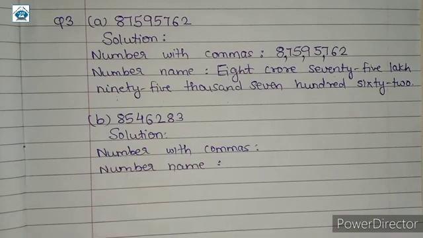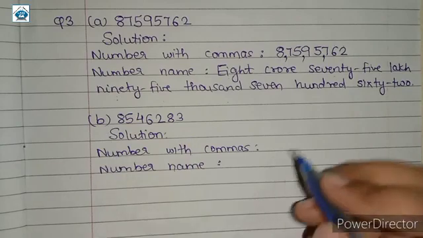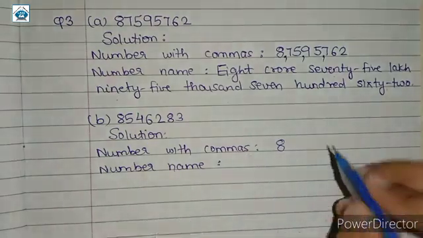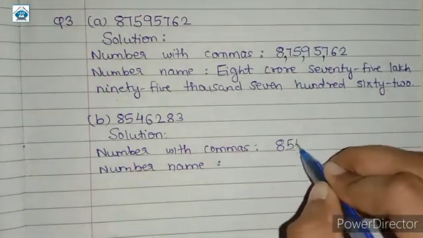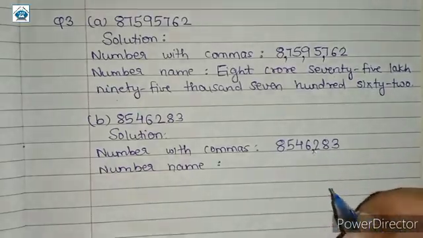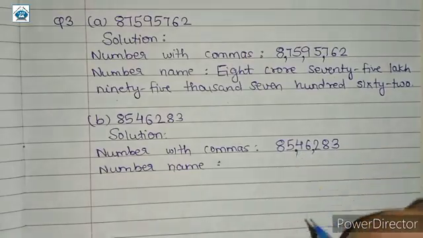This is the number given to us in the next part. Firstly, let us write the number with commas. In this way, it will be easier to write the number name. So we have 8, 5, 4, 6, 2, 8, 3. The first comma will come after a gap of 3 numbers. Then the comma will come after 2 digits.